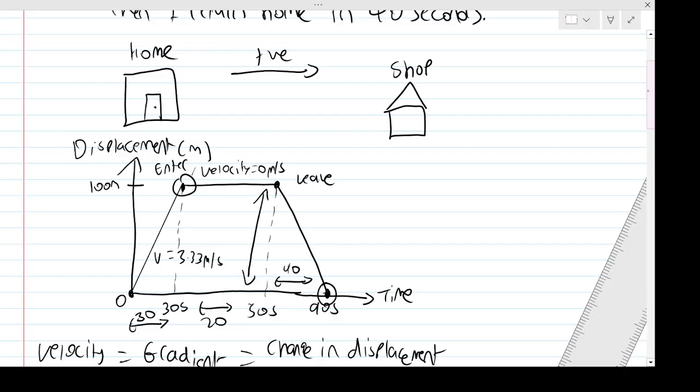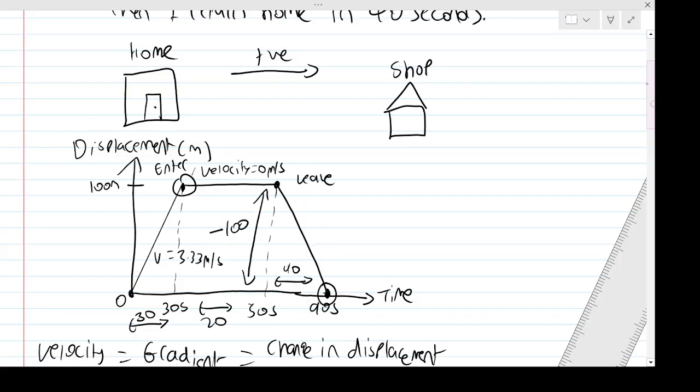Well, the change in y, the change in displacement, would not be positive 100. No, it would be negative 100, because the displacement is going down. The line is going down, so the gradient would be negative. And that makes sense for the displacement in this final part of the graph. It's going down by 100.